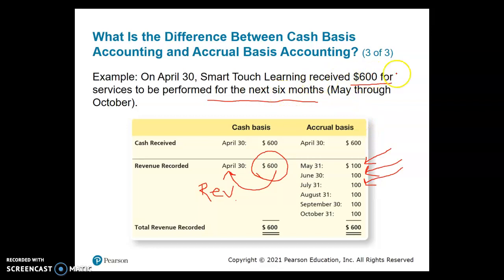$600 total for 6 months, that's $100 a month. So we would perform services for May, earning $100, performing services for June, earning $100, for July, earning $100. Okay, so for every month, we would have $100 on the income statement as revenue. It's spread out over that time period.